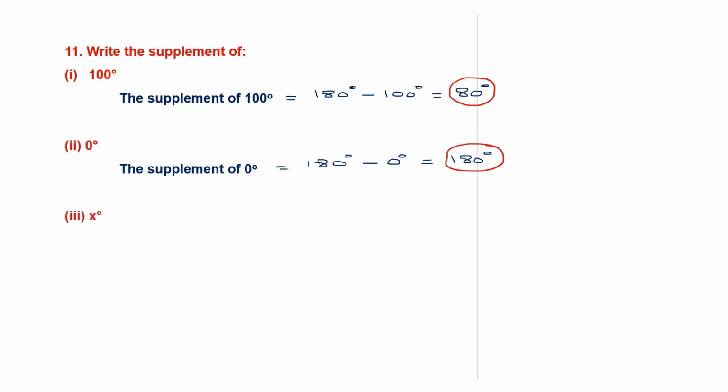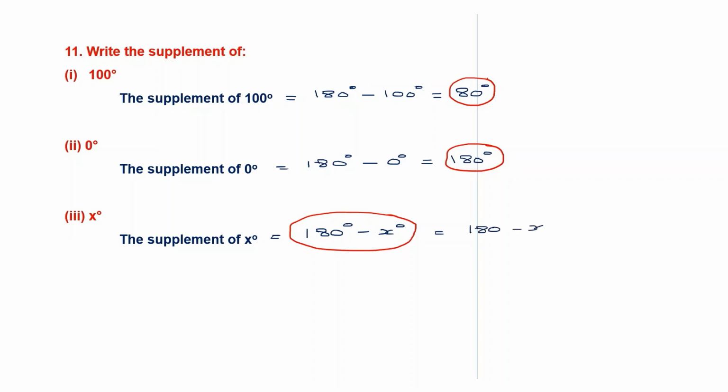180 degrees. Question 3. Supplement of x degrees. So let's write this also the same way. The supplement means you subtract from 180. 180 minus x degrees you cannot do, isn't it? You can't subtract 180 and x. So this is our answer. The answer will remain the same as 180 minus x degrees. You can also write it as 180 minus x, put it in brackets and put the degree outside.